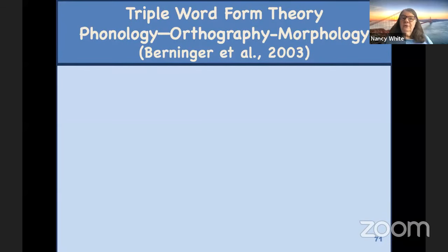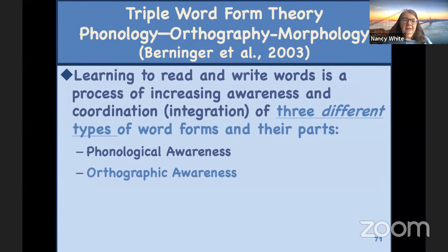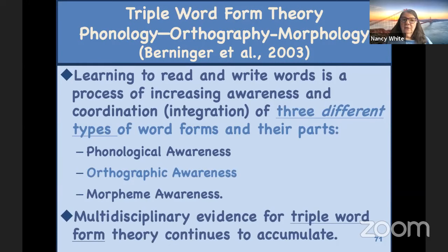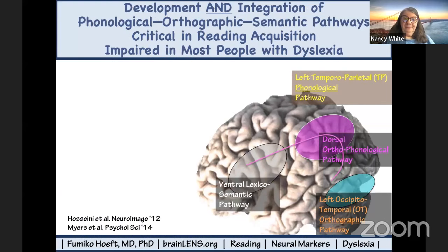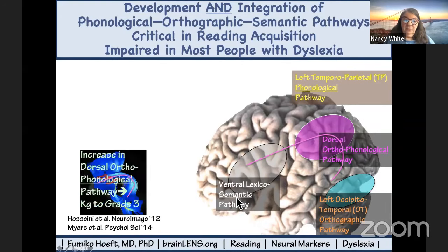We talked in both of the other 2 sessions about triple word form theory, only again to emphasize phonological, orthographic, and morpheme awareness. They're all important. We need to learn how each one of them works, but most importantly, we need to know how to integrate the information. Same thing here, phonological and orthographic are being integrated here, and then all of those are being integrated with a semantic pathway.